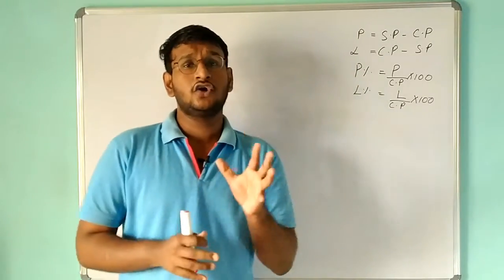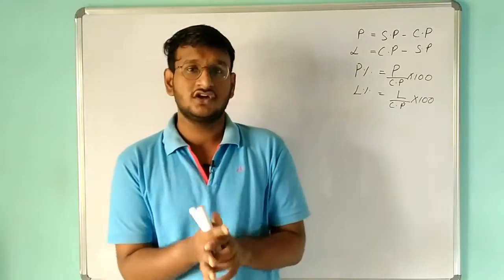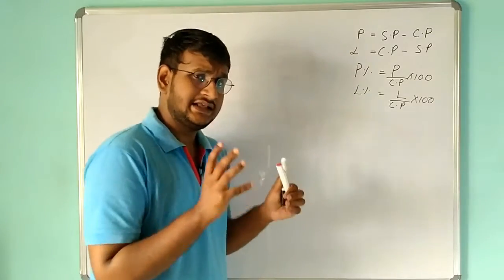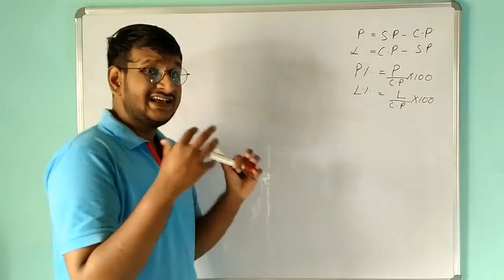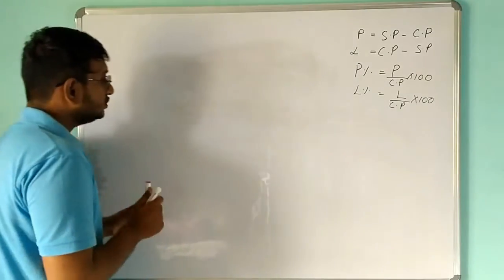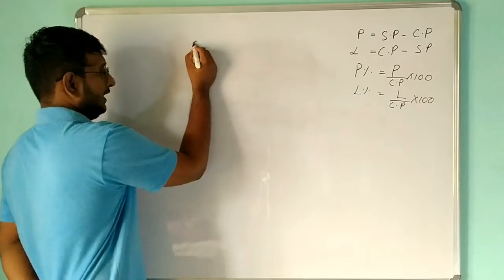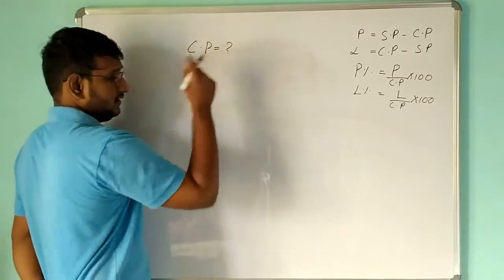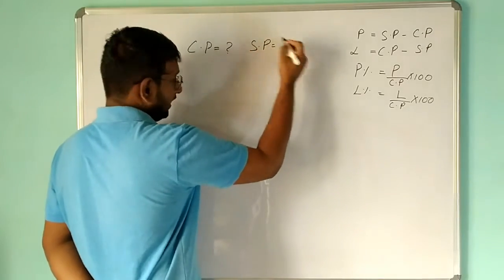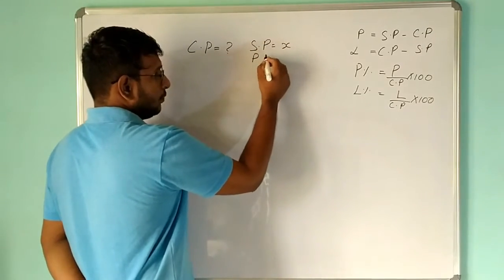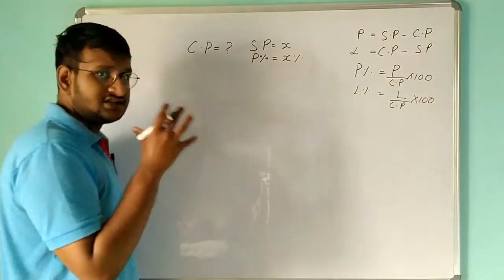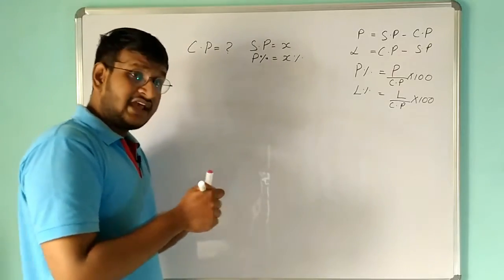Okay, so in the next step we are going to see a few more formulas. So what are those formulas? In some cases they don't give the SP or CP directly. They will ask us to find what is SP or CP, and they might give these 2 things. In case they ask us to find CP, they will give SP as well as profit percentage.